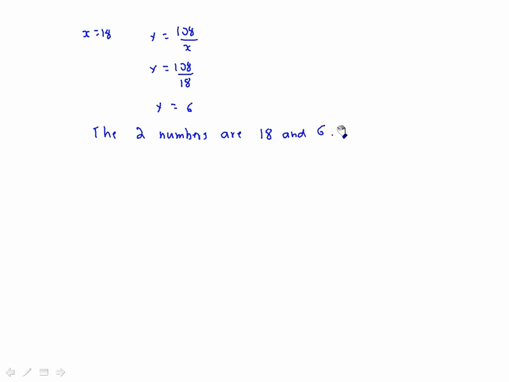So if x is equal to 18, y, according to the formula we have, is 108 over x. So y is equal to 108 over 18, and y therefore is equal to 6. So therefore the two numbers are 18 and 6. So that's considered almost an entry-level one, but if you haven't seen an example of it, it's easy to make a mistake on it.